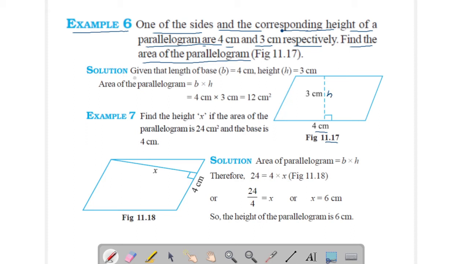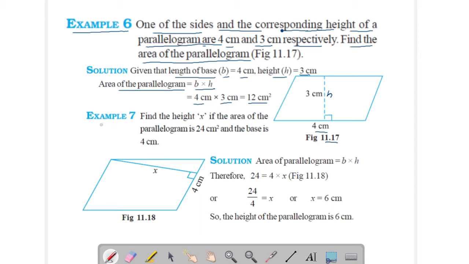See the solution. Here what is given to you? The length of the base represented by b is equivalent to 4 cm, and the height represented by small h is 3 cm. Therefore the area of the parallelogram is given by b into h, that is base into height. Now put the value of base and height. Base is 4 cm and height is 3 cm. Multiply it, 4 threes are 12. It is 12 centimeters square. This is your answer.